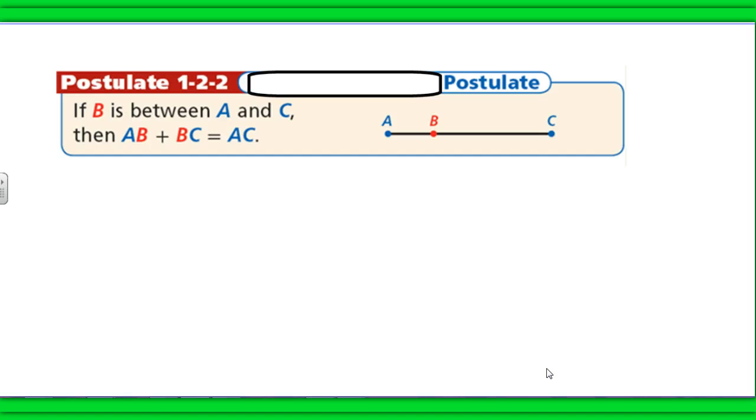Okay, if B is between A and C, it follows that segment AB plus BC, that measurement together, equals AC. What might we call this postulate? Well, what operation are we using? Addition, and we're adding segments, right? So it's called the segment addition postulate.